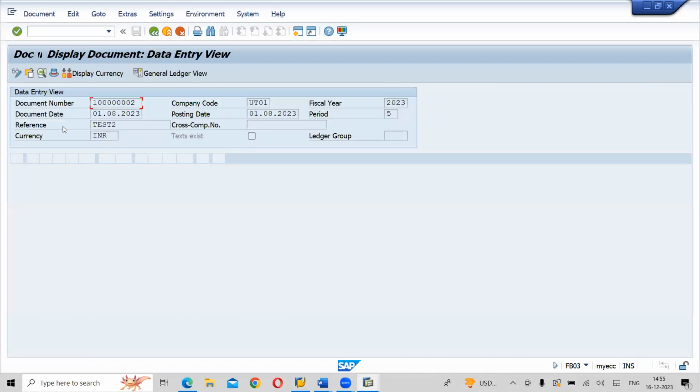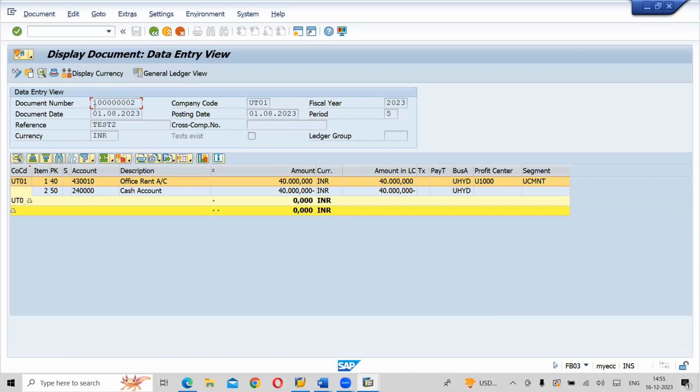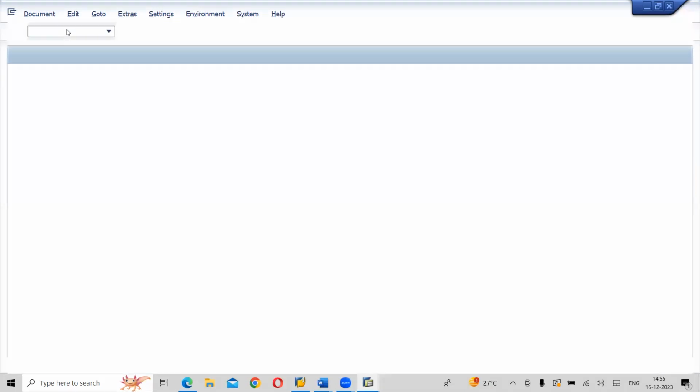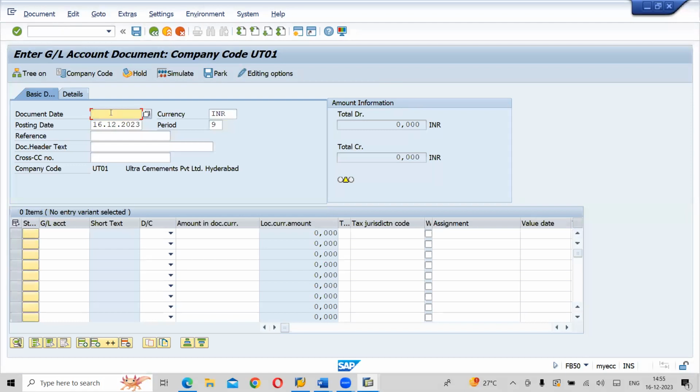So what I'm doing here, see here, there is a document date, 1-08-2023. When I'm trying to post FB50, document date, for example, F4, F2, I'm selecting. So document date, I can change to 15. Posting date also, I can change to 15. Document date, I can change. Posting date, I can change.